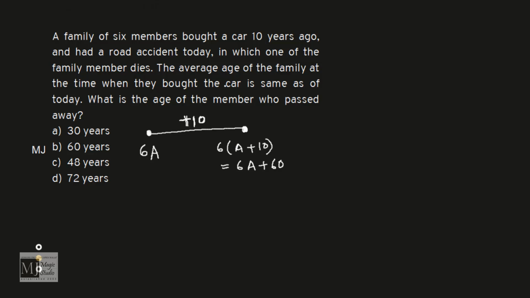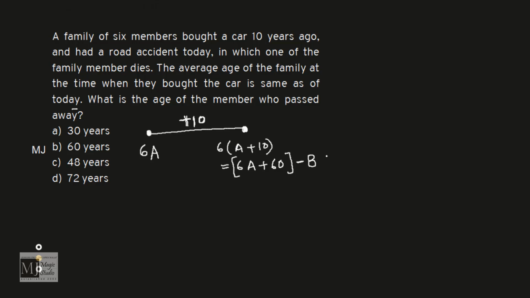A road accident happens today in which one of the family members dies. This should be the total today, but one of the family members dies. Let it be B. So the new total today after the demise of this family member is 6A plus 60 minus B. The average age of the family at the time when they bought the car is the same as today. That means now the average is again A.